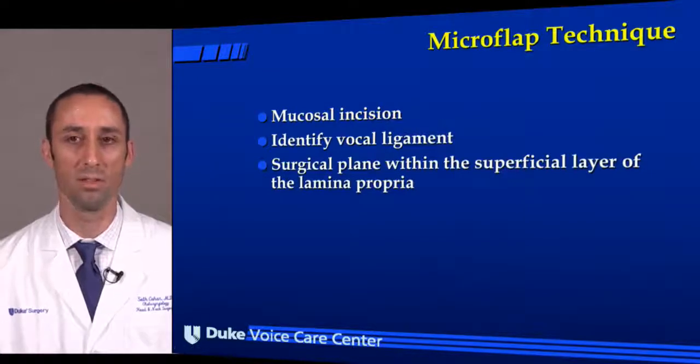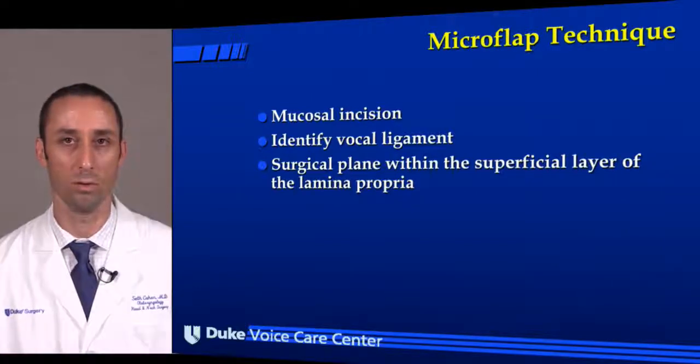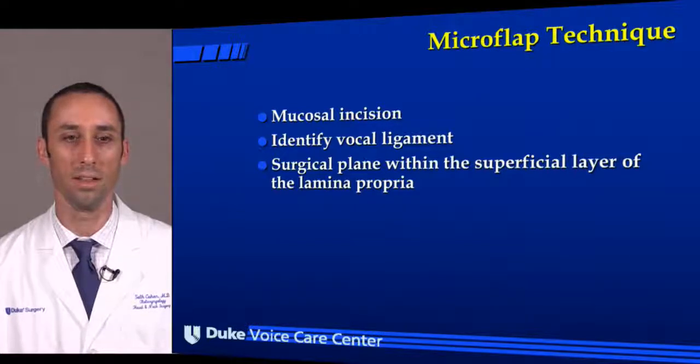So again, the key principles of a microflap technique are we make a mucosal incision. You want to identify the vocal ligament because you do not want to injure that. Then you'll have scarring within your lamina propria, scarring the cover of the vocal fold to the body of the vocal fold, and that's going to affect your vibration postoperatively. The key is then to create this plane superficially within that superficial layer of the lamina propria.